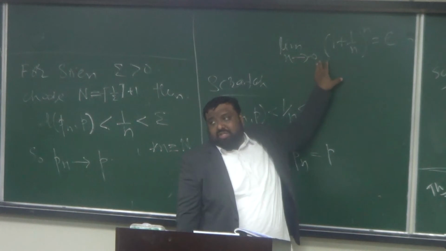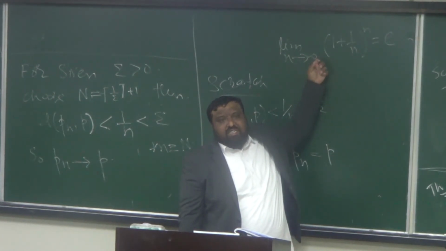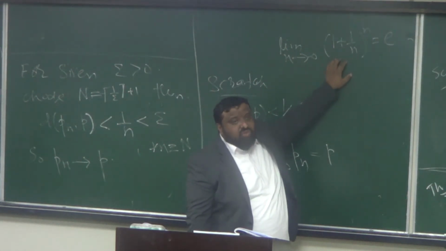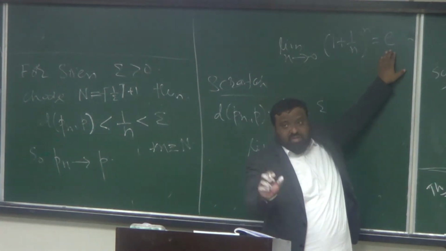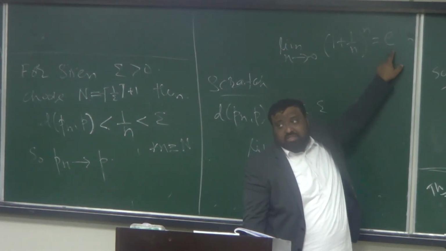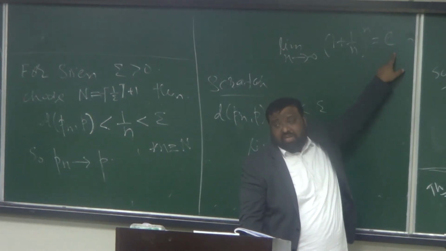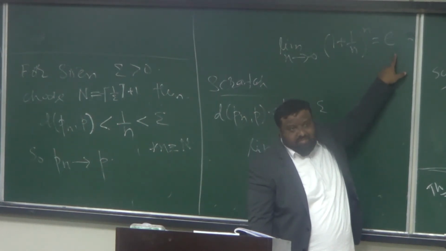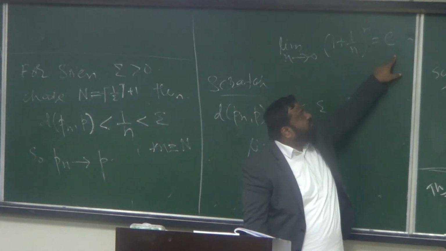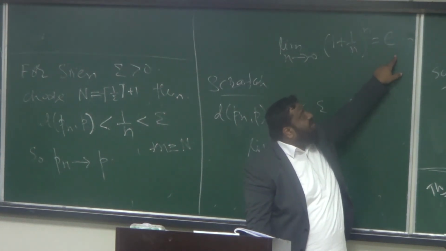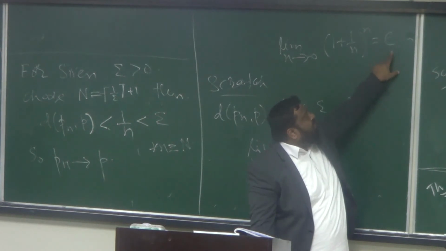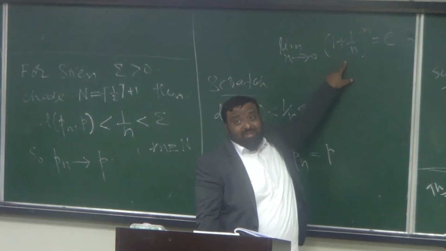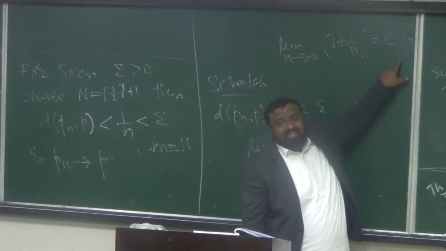So what does this show? This shows that as n gets bigger and bigger, this number is going to get closer and closer in its quantity to this irrational number E. Isn't that something? Very interesting, that on this side you have an irrational number, on this side you have a rational number, and you are saying that they are equal.